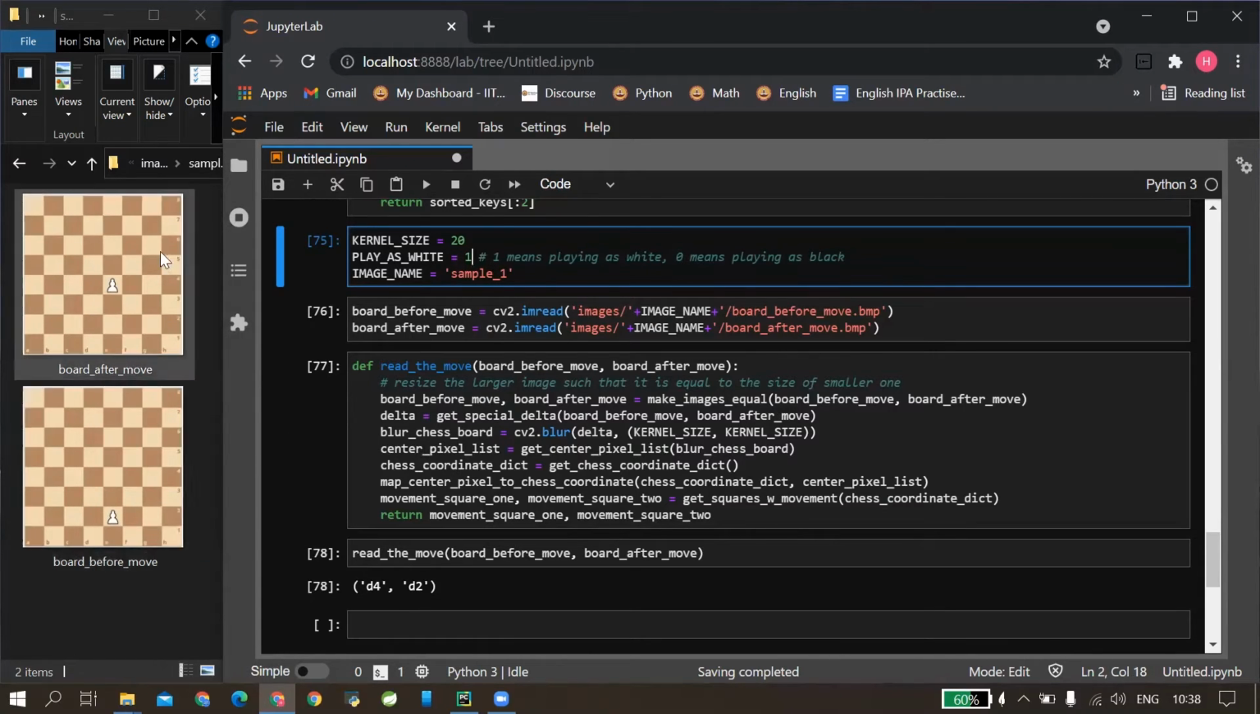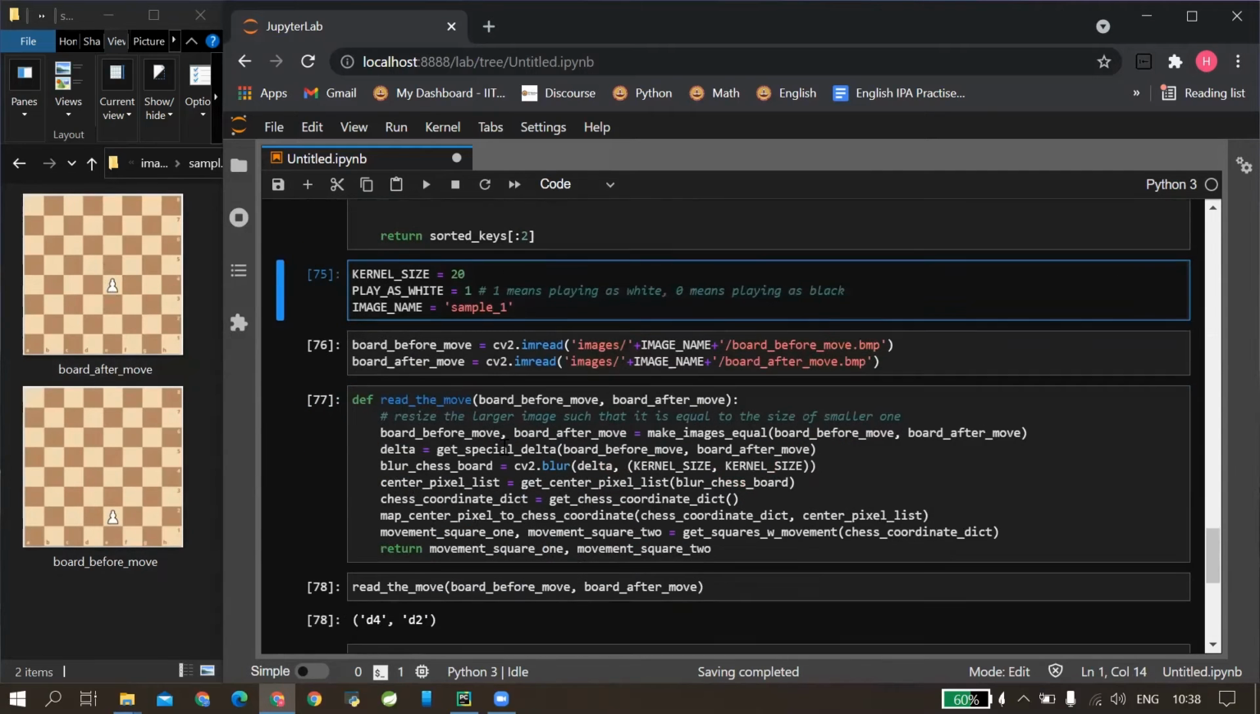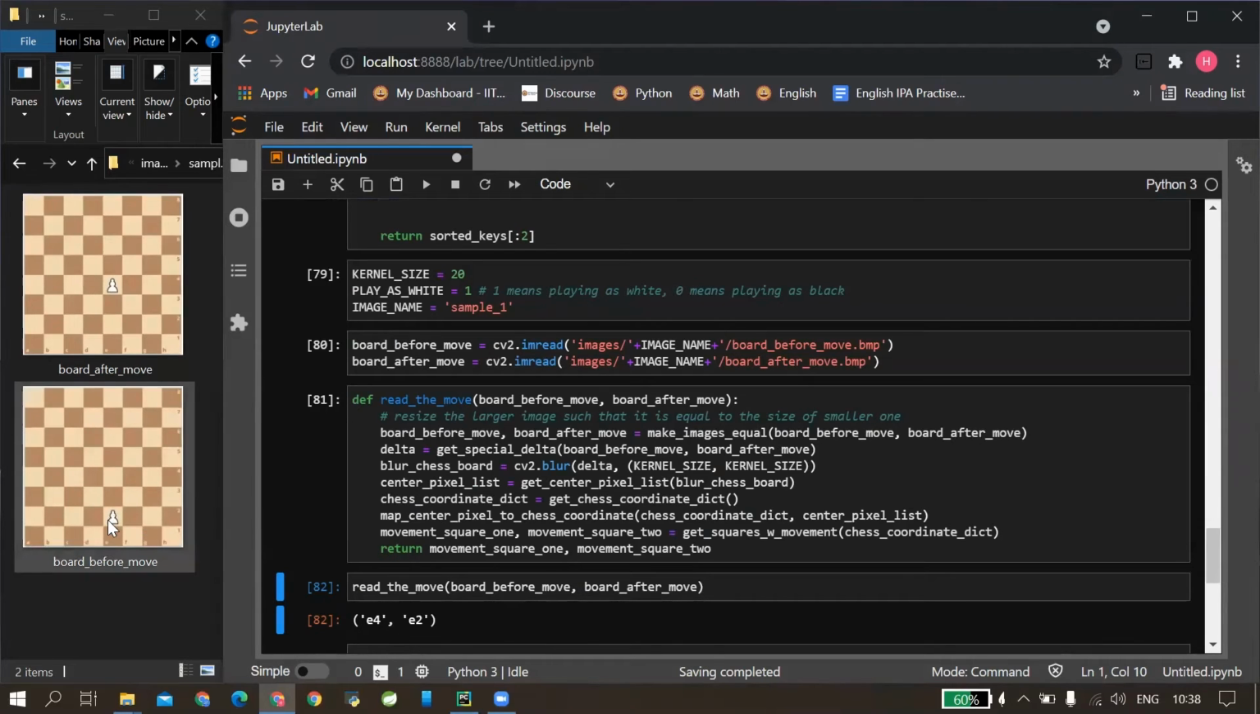Now, if we look at these images in sample 1, we see that it is E2 and E4 where the movement has occurred. Let's run these. Run, and run. So yeah, I did get E4 and E2. Now notice that we did not get the right order of movement. It should have been E2, E4, but it is just saying E4, E2.